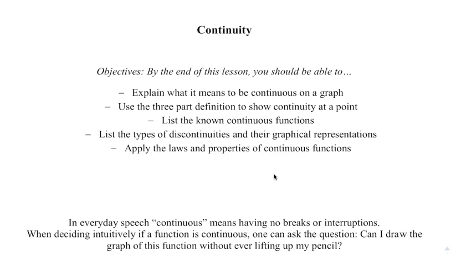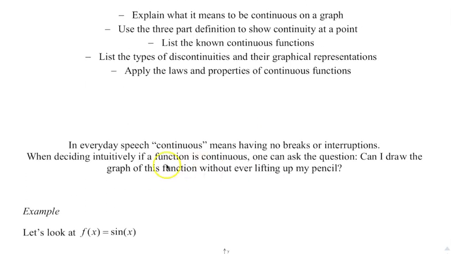So what does continuous mean? In everyday speech, continuous means having no breaks or interruptions. What I was always taught is that a continuous function is essentially this question: can I draw the graph of this function without ever lifting my pencil? So if you could draw a function without having to pick up your pencil, then that's continuous. There's no breaks, there's nothing that stops you. If you have to stop and then jump up and draw it again, that is not continuous.